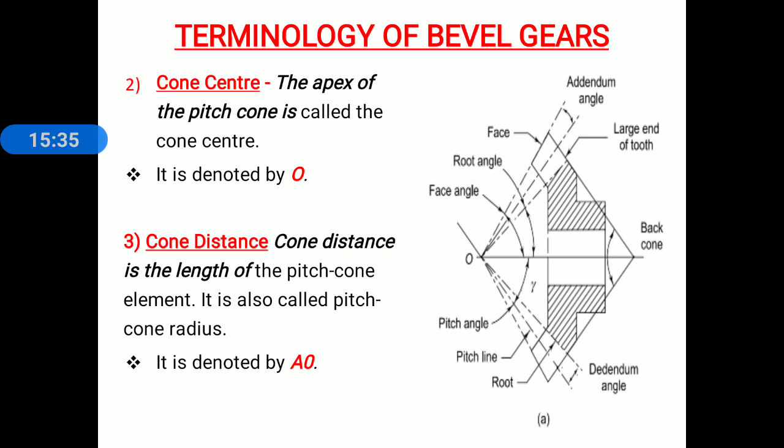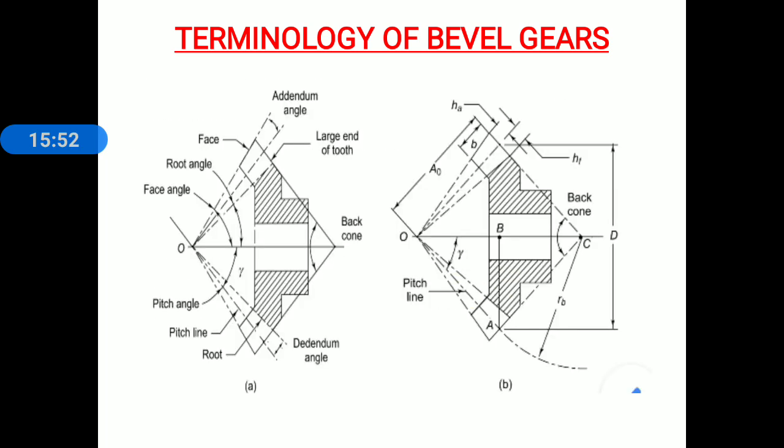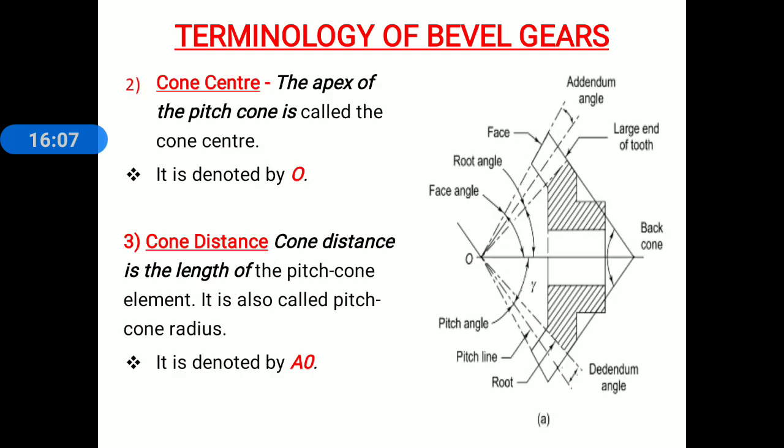Third point, cone distance. Cone distance is the length of the pitch cone element. It is also called pitch cone radius, and it is denoted by A suffix O. Now observe the distance AO on the left portion. That distance is called cone distance, and it is also called pitch cone radius and denoted by letter A suffix O.